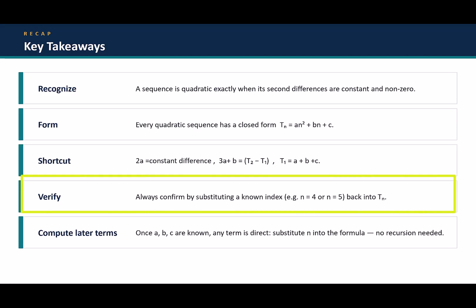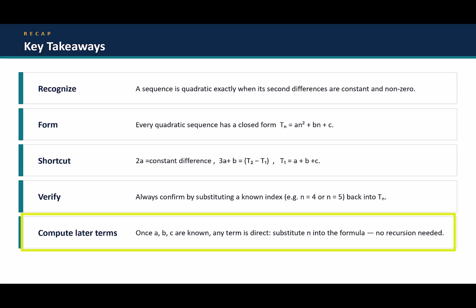It's important to confirm your work by substituting a known index back into t sub n to make sure you get the same value. Once a, b, and c are known, any term is direct. You just substitute the value of n into the formula, no recursion needed.